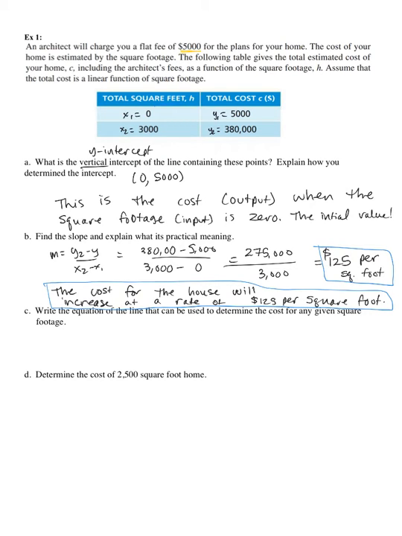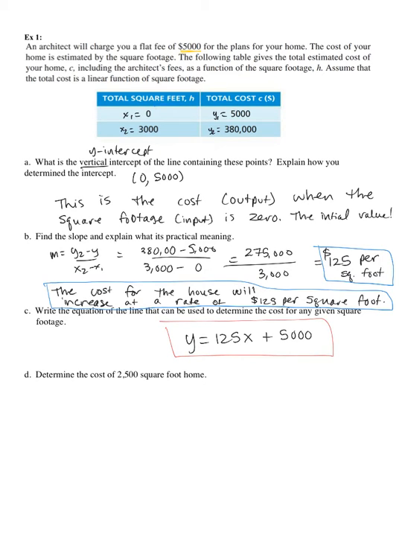Now we have our slope and we have our initial value, so we can write an equation. y equals the slope, which is 125, times the input, which is the square footage, plus the initial value, 5,000, just for the plans for the house from the architect. All right, there we go.